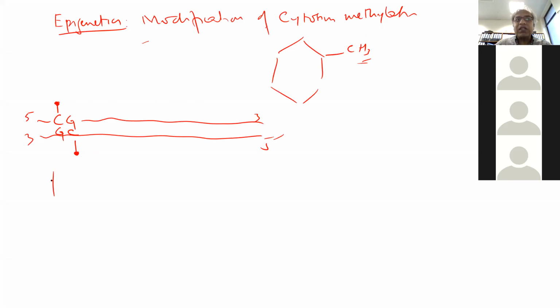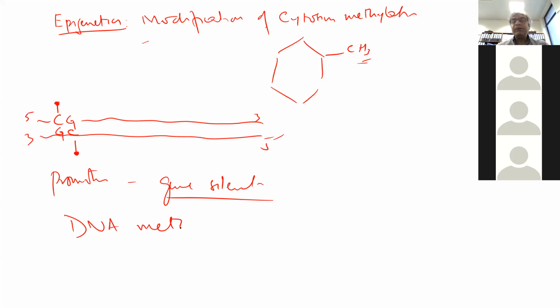If it is in the promoter region, the gene gets silent. Silent means it's turned off. No more transcription is taking place. The opposite of silencing is activation, gene activation. What they discovered is that there are specialized proteins called DNA methyltransferases, which catalyze this modification and cause silencing.